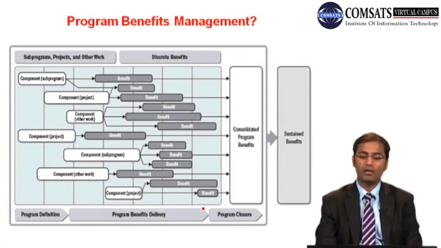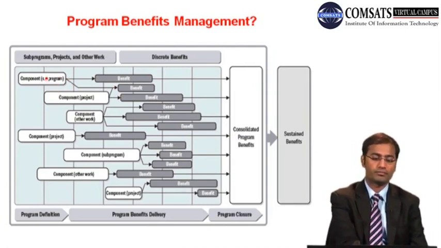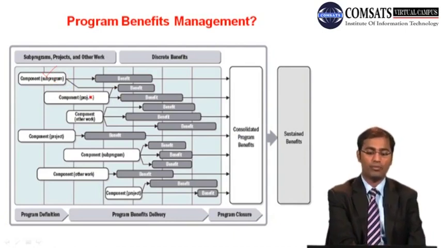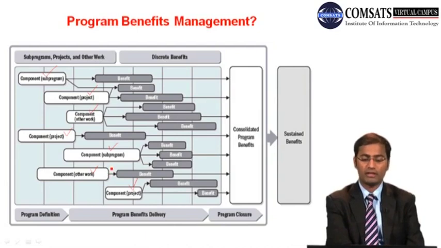So this is a very good slide, and this is actually taken from the PMI USA manual. We have one component, that is a subprogram, and then a program component that is a project, and then this is other work, and this is a project, and this is a subprogram, other work, and a project. So we have like 7 components: projects, subprograms, and other work.